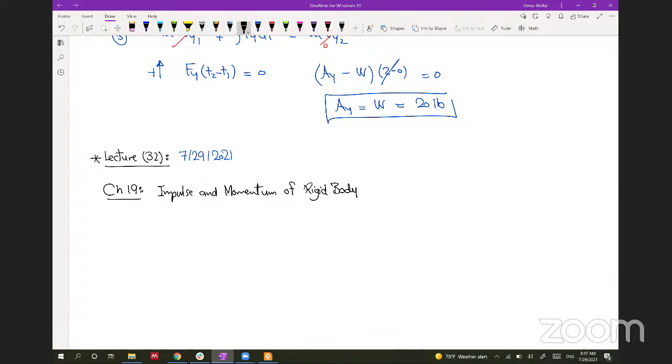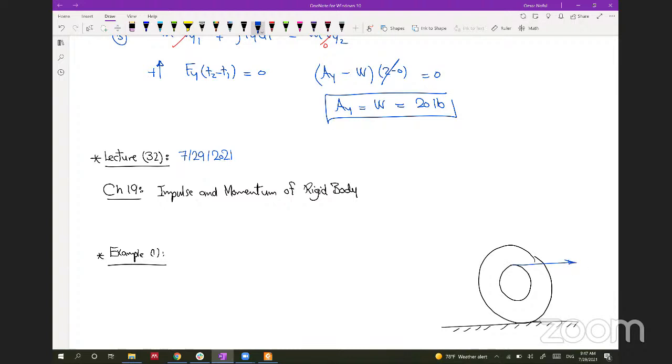So our first example is that we have a disk, and this disk or wheel moving on the ground like this, and we have a cable at this point, and the force in this cable is equal to 10 plus t, so it's a function of time, and this is in ton, or I think Newton. Yeah, let's make it Newton.